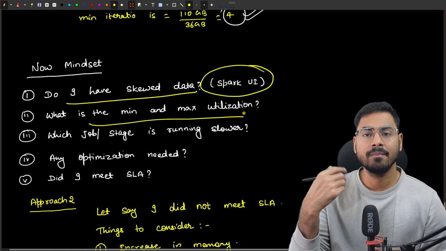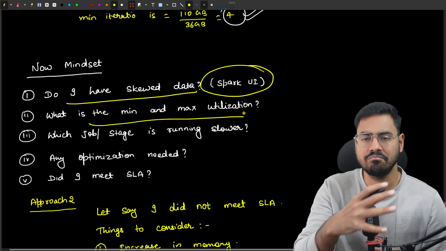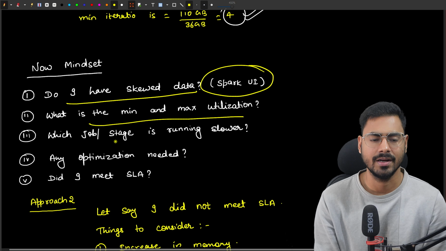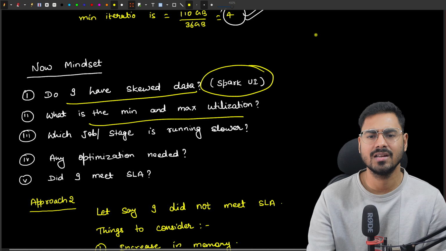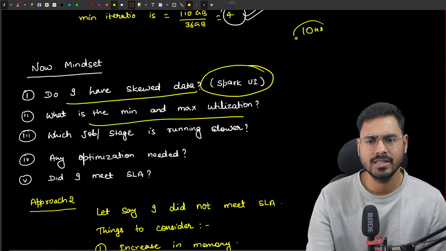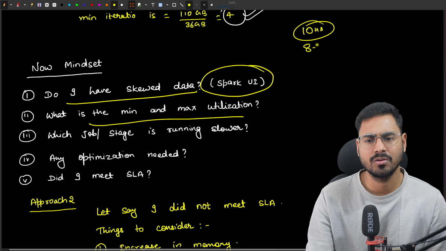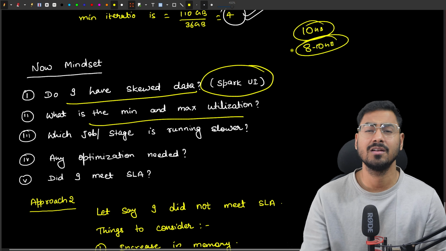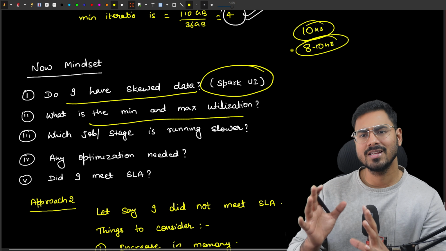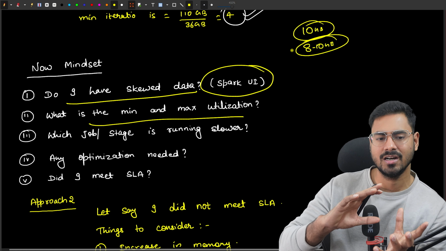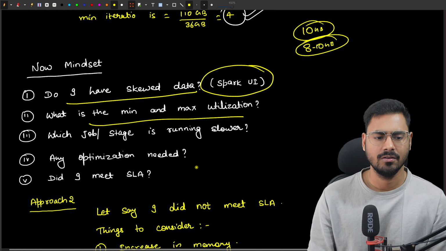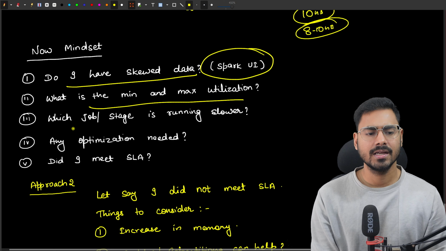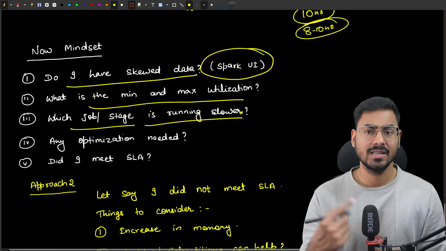What is the minimum and maximum utilization of the executors that you have just now given, right? 4 executors were there. I'm not talking about the driver, because generally you can start with 10 GB for the driver, somewhere 8 to 10 GB should be more than sufficient if you are not collecting much. So the driver is not much in the calculation here, just the executors are getting calculated. Okay. The next thing is which jobs or stages are running slower.